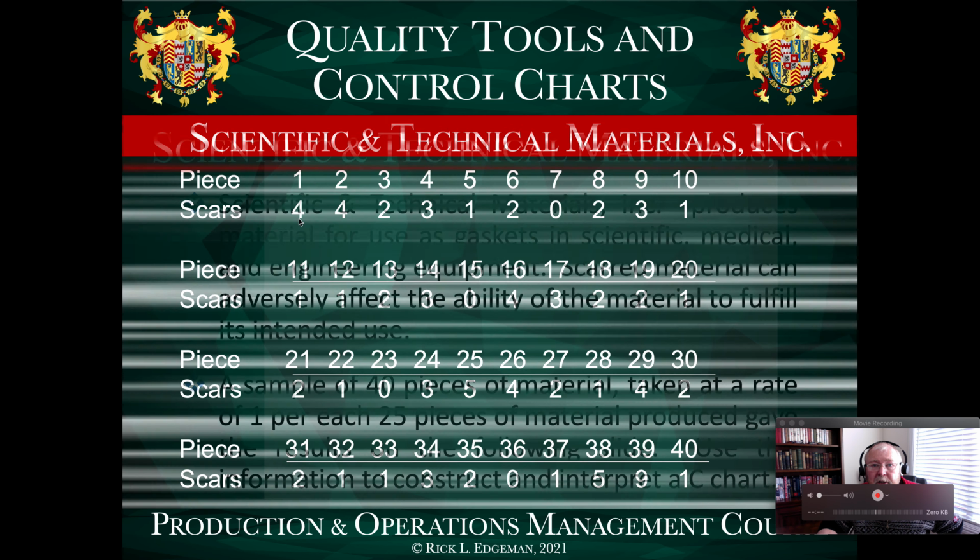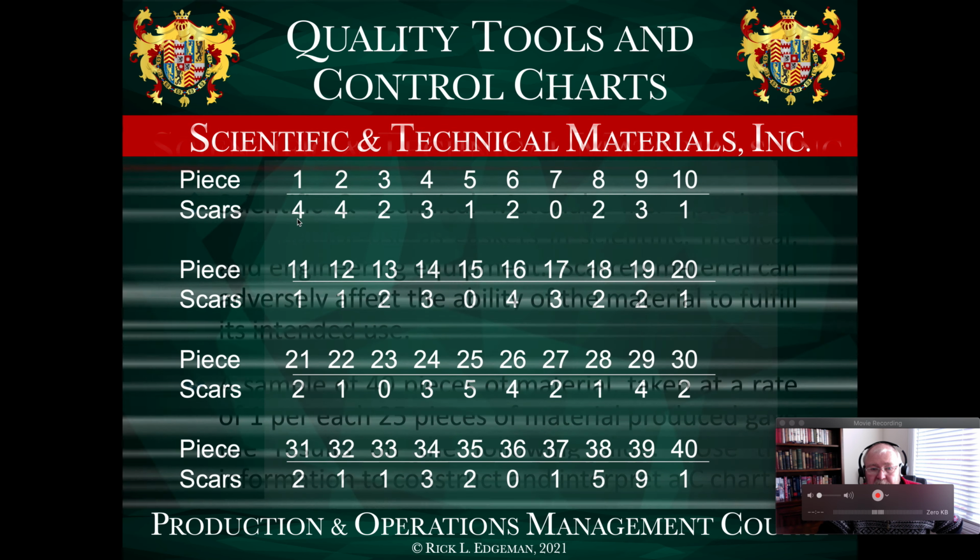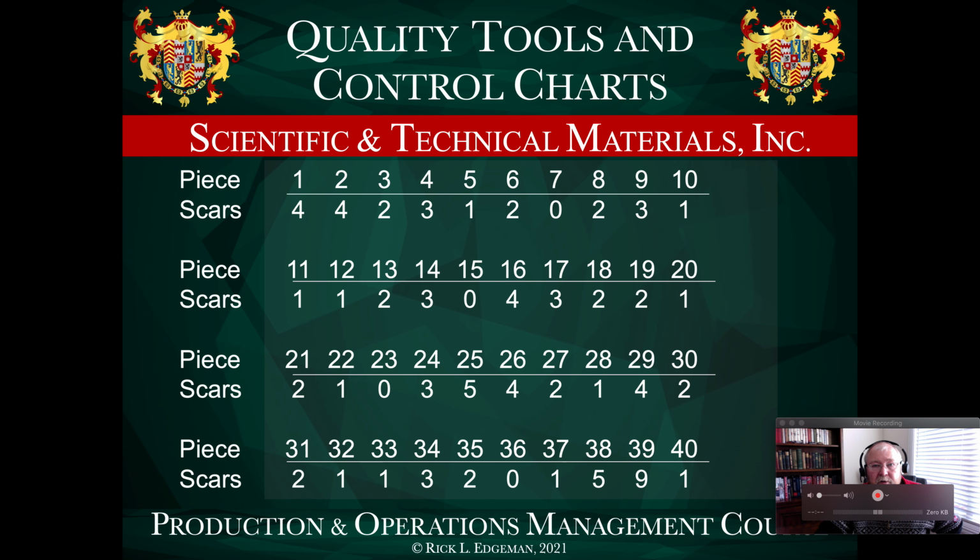First piece of material we examined, 4 scars. Second piece of material, 4 scars. Third piece of material, 2 scars, 3 scars, 1 scar, and so on. All the way out to the last 4 samples being 1, 5, 9, and 1 scars on the pieces of material. Now, I'm going to ask you to visually scan the data. And as you're going through, just try to answer the question, do you see anything that you think might be unusual?